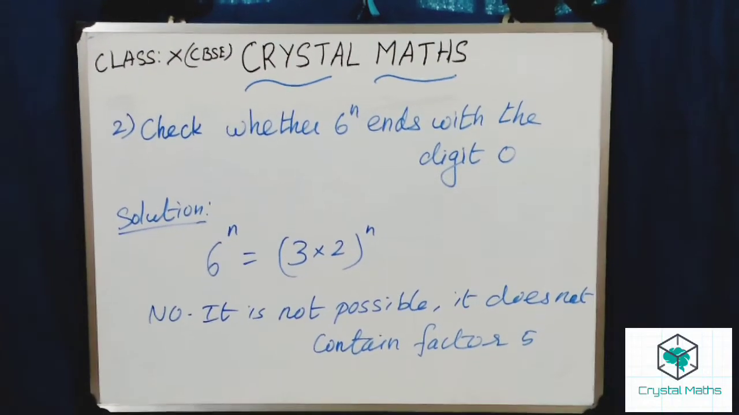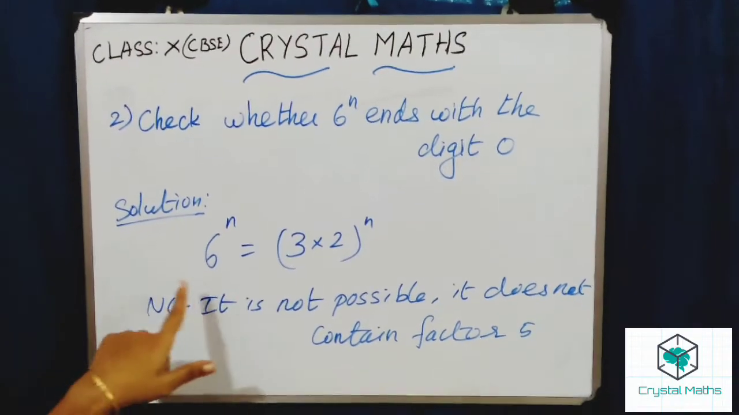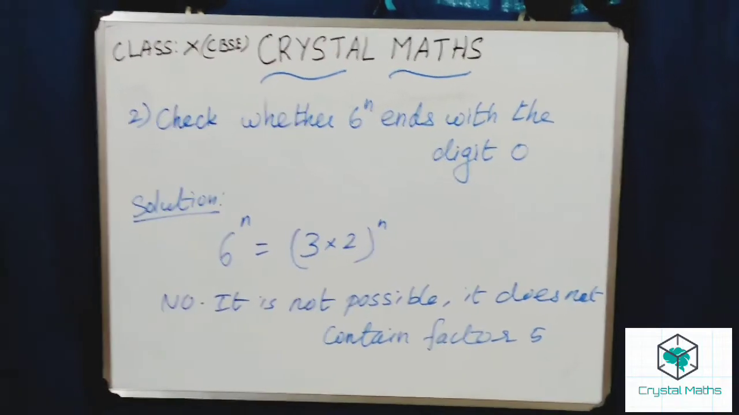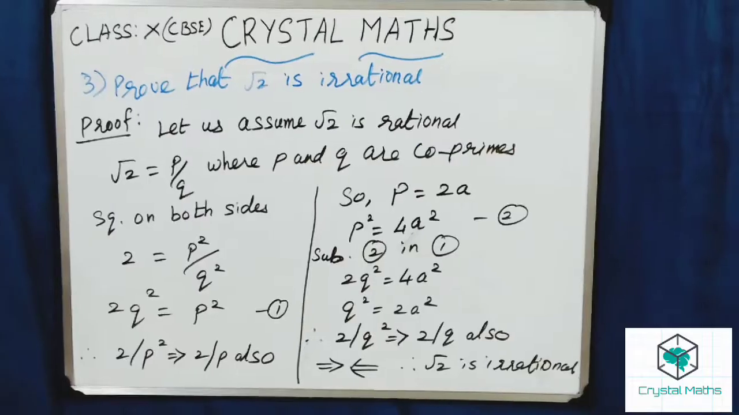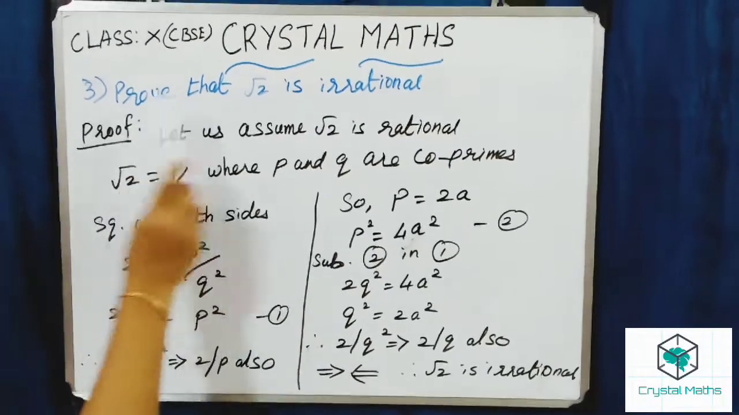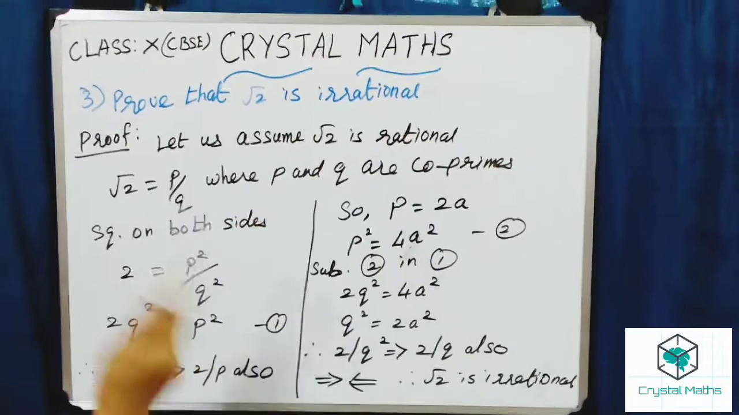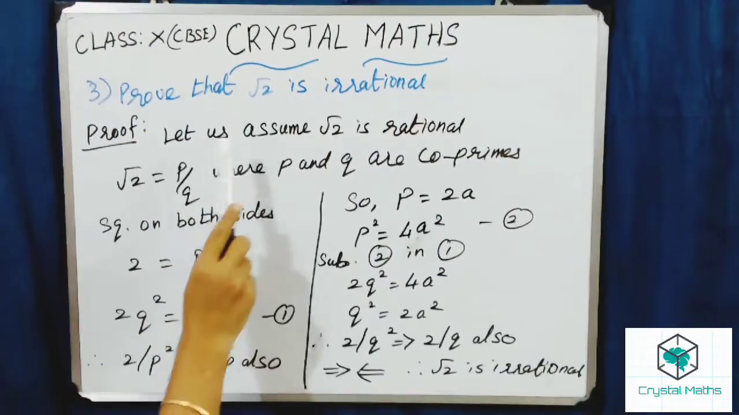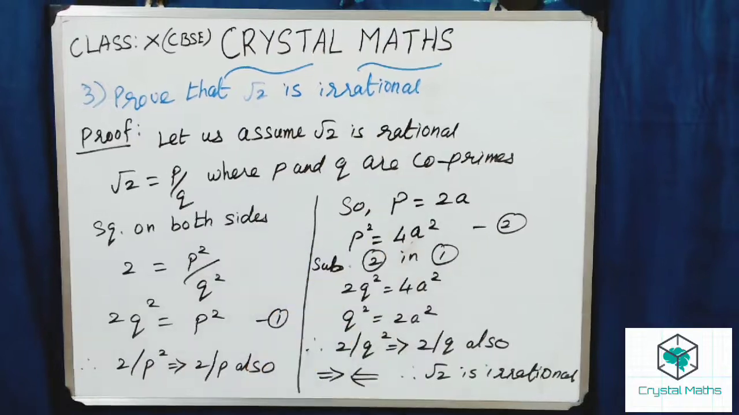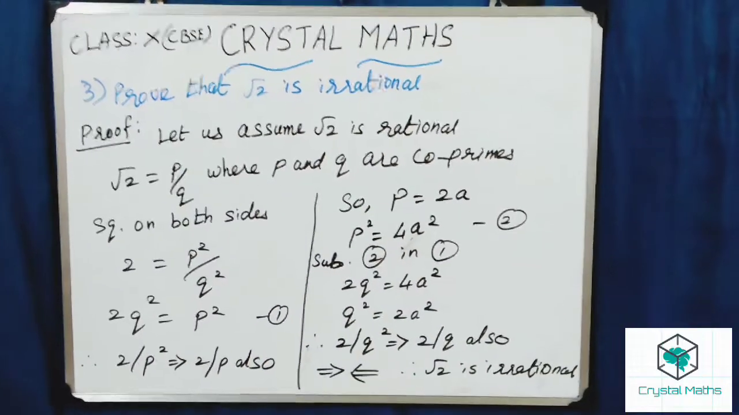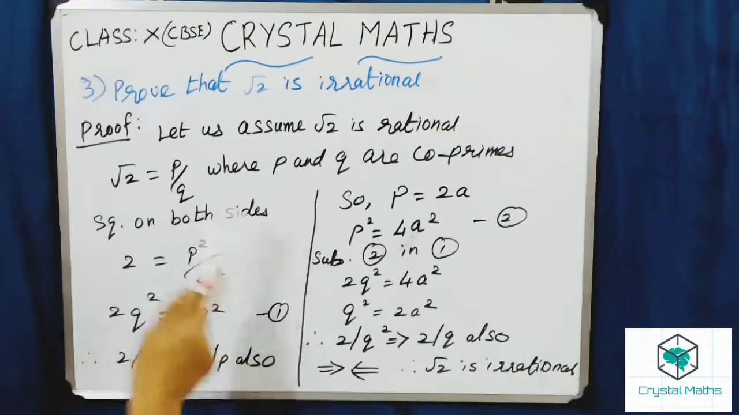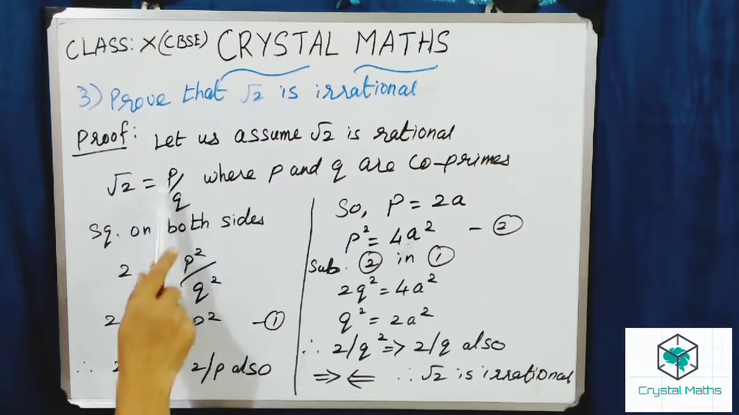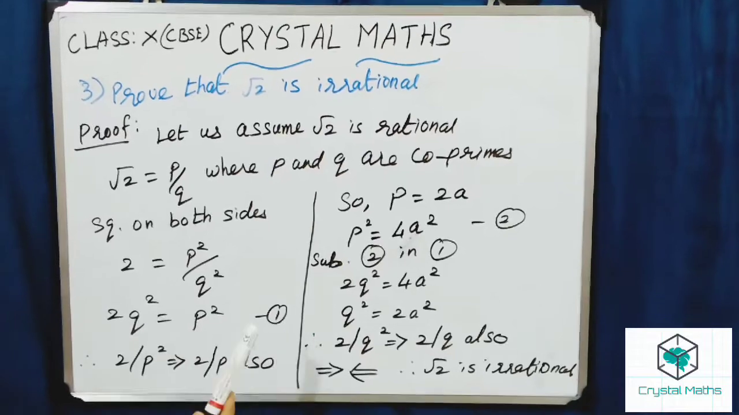So, it's not possible for 6 power n to end with the digit 0. Let us go for the next problem: prove that root 2 is irrational. For that, first let us assume root 2 is a rational number. Then any rational number can be written in the form of p by q. So I am writing root 2 equal to p by q, where p and q are integers.